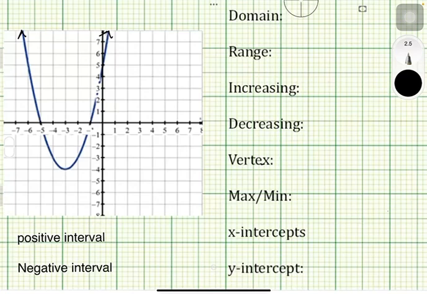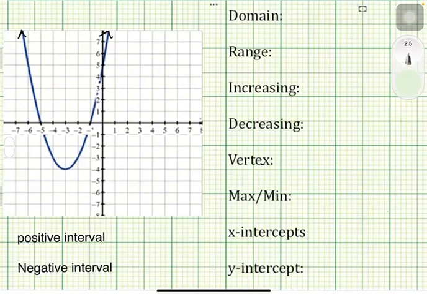As you can see, we have questions that are found in your book. We have questions like the domain, the range, the increasing interval, the decreasing interval, the vertex, the maximum and minimum, the x-intercepts, the y-intercepts, the positive interval, as well as the negative interval.